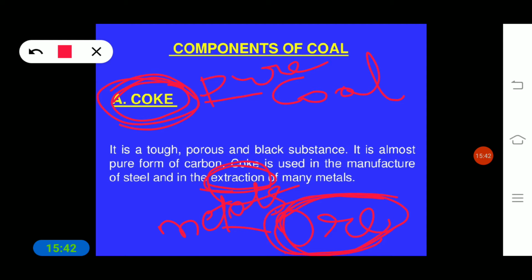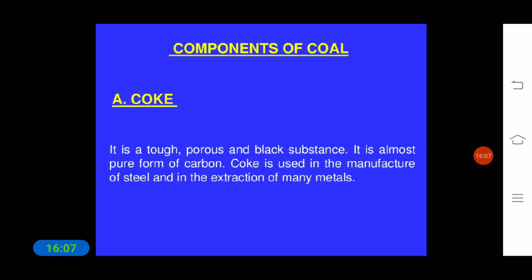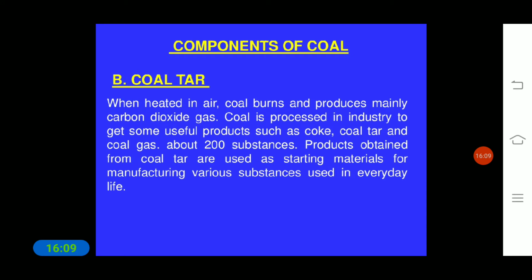Just recall the main point of coke here: coke is the purest form of carbon. It is a component of coal and it is used in the manufacture of steel and also in the extraction of many metals. Okay, next one.